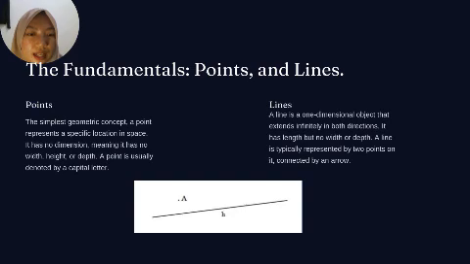Furthermore, there is a line. A line is a one-dimensional object that extends infinitely in both directions. It has length but no width or depth. A line is typically represented by two points on it, connected by an arrow. And guys, you can see again in the image below, it's called line AB.